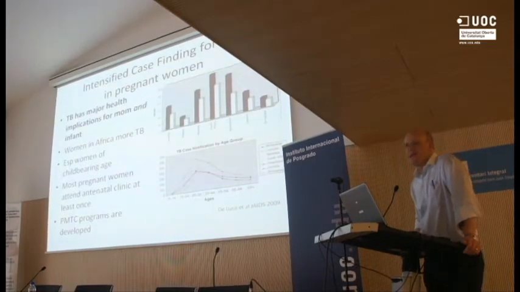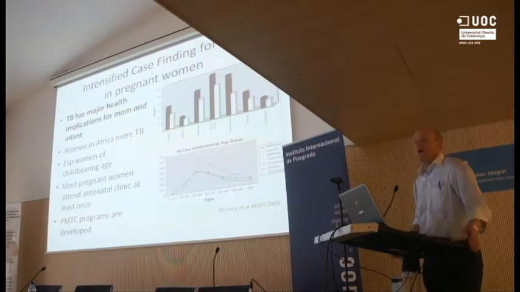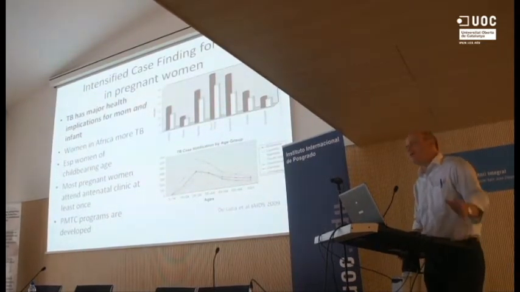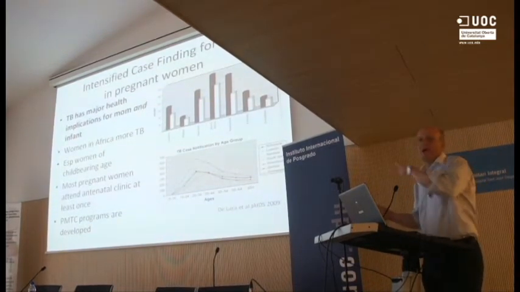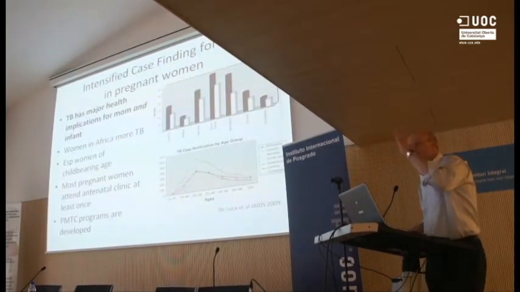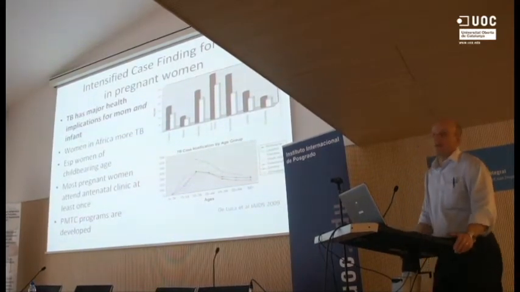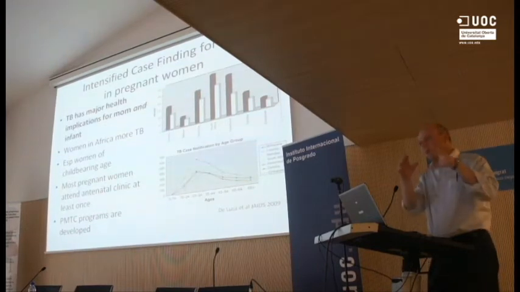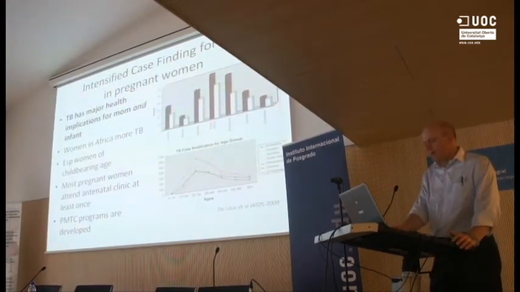And certainly in our settings now, these vertical transmission programs to prevent mother-to-child transmission of HIV are becoming quite developed. So not only do they do an HIV test, but they're able to do a CD4 count, and then based on the CD4 count, they're able to determine whether someone should get AZT or antiretroviral triple therapy. And so it's relatively easy to add in a TB case finding or intensified case finding program.